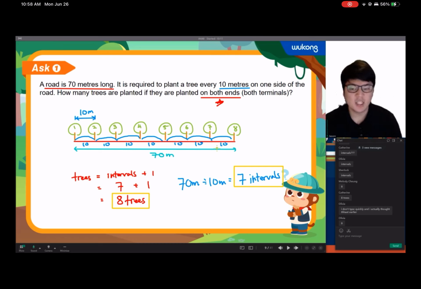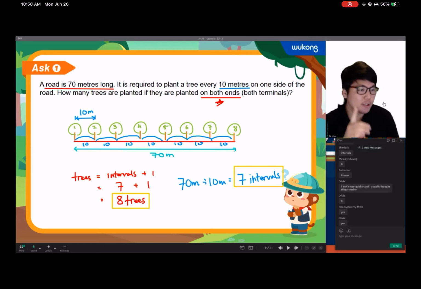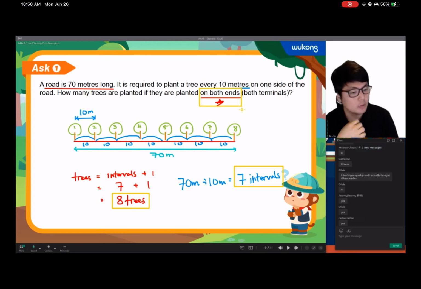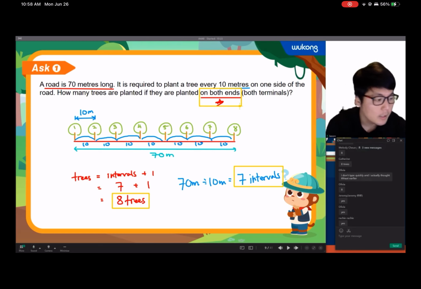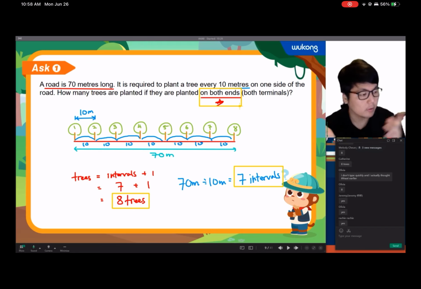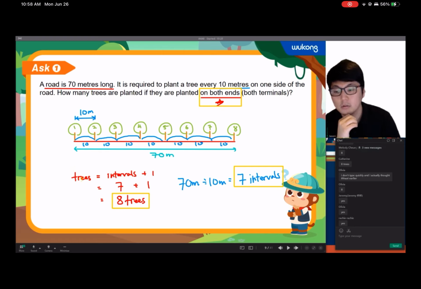So the method is, guys, you need to check whether the trees are being planted on both ends. This is super important, because if it's not, you can't use this little tool or formula that I taught you: trees equals intervals plus 1. That doesn't work. So you need to check the question. And if you want to find the intervals, obviously you need to divide the total length of the road by how much space you need.